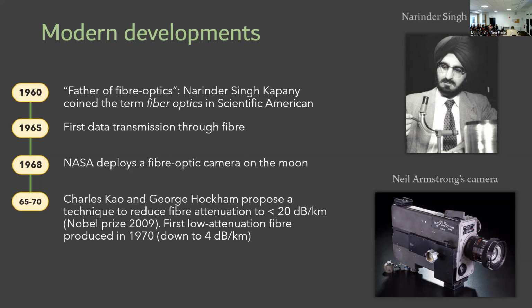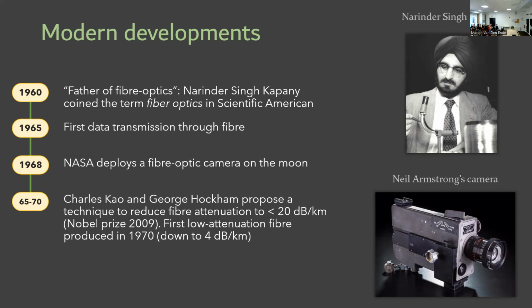Also in the coffee room, we've been discussing the possibility of putting fiber on Mars. Well, NASA did it first on the moon, not to record moonquakes, but to actually transmit data within a camera. So this is Neil Armstrong's camera, which contains some fiber to transmit data within the camera.